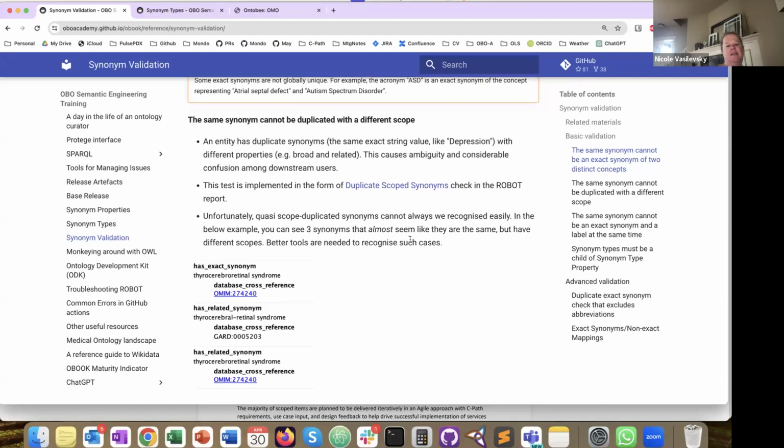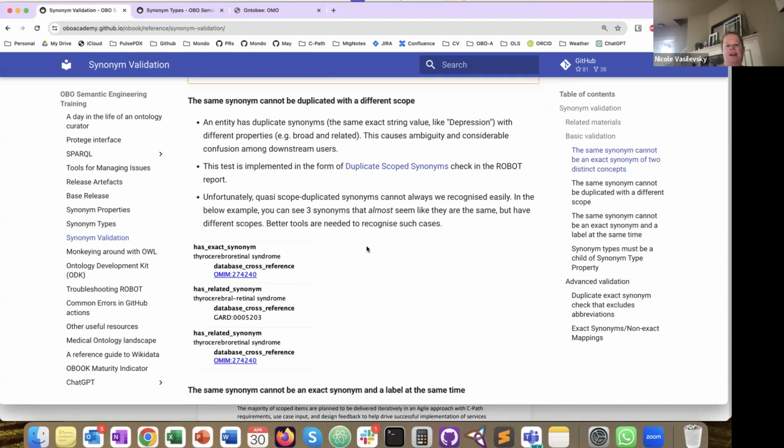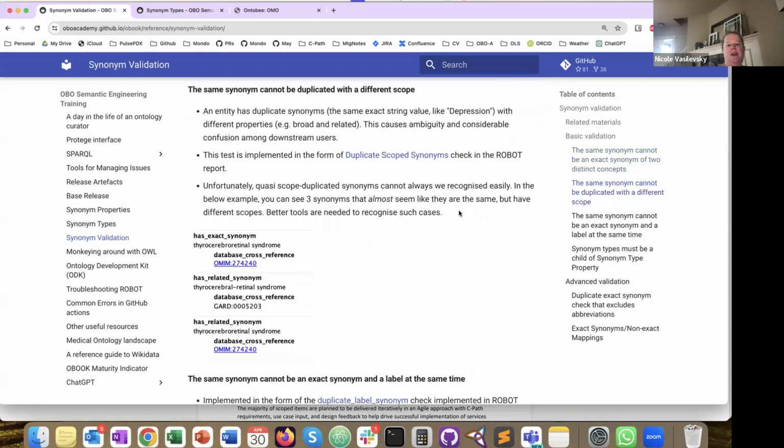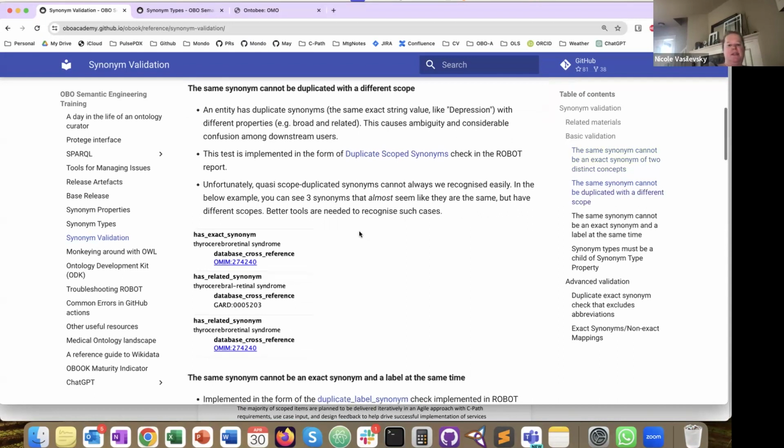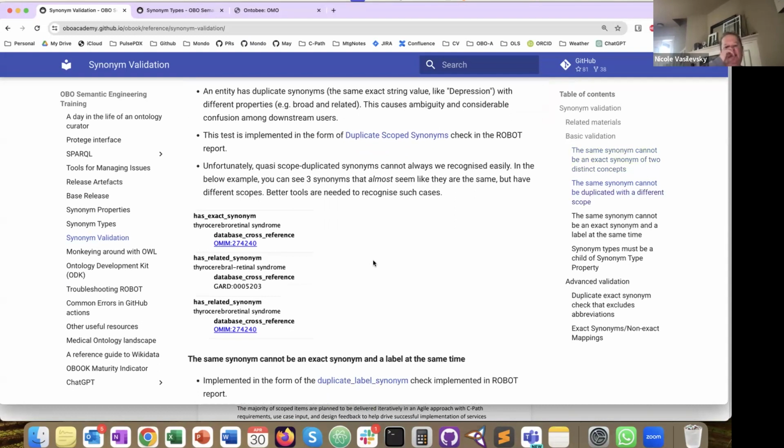So, but then there are cases where it cannot always easily recognize quasi-scoped duplicate synonyms. There's an example below where you see three synonyms that almost seem like they're the same, but they have different scopes. So it's noted here that we need better tools to recognize these cases.